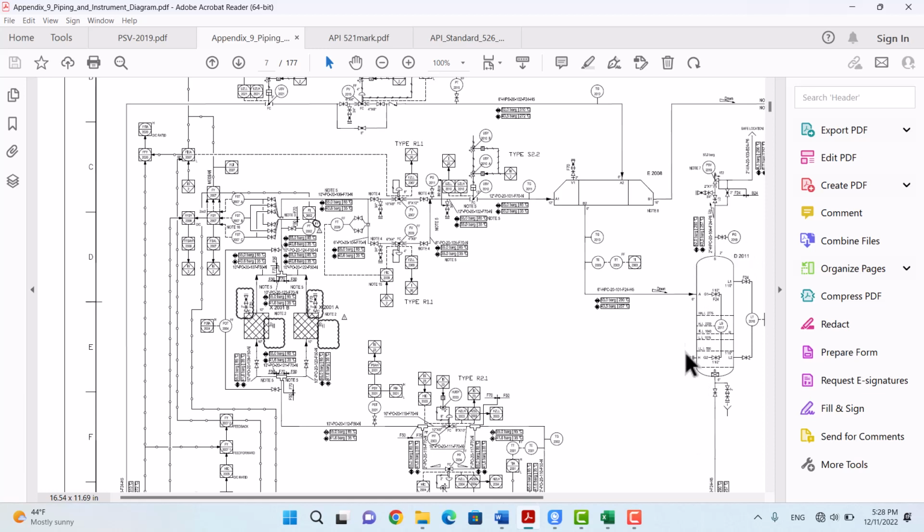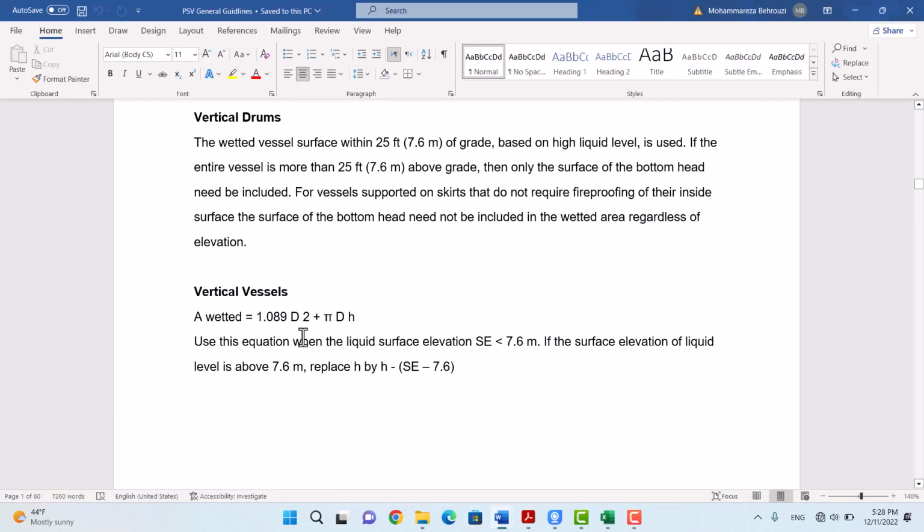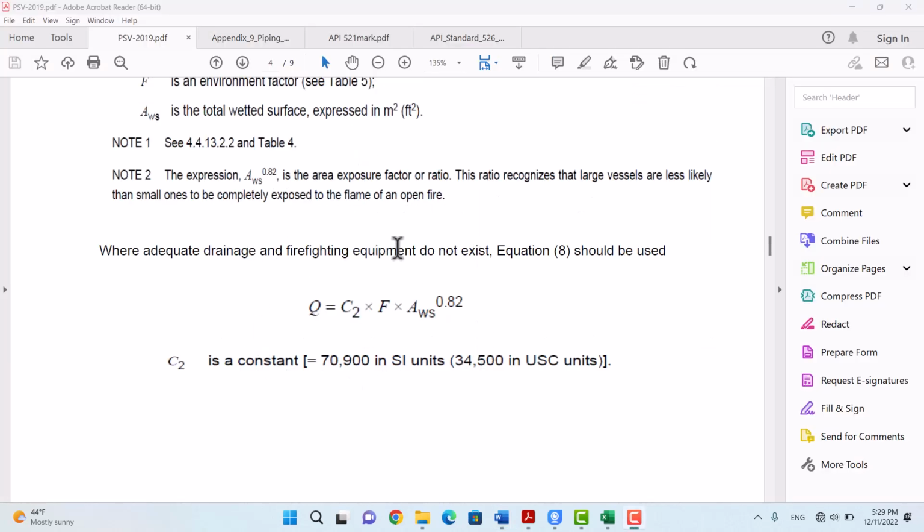Therefore, the whole height of the vessel is considered as the exposure height for these calculations. So from tangent to tangent line is considered as the height of these vessels, and here is about the head of the vessels. So all parts of the vessels are considered. So for calculation of total heat absorbed, we have C2, we have the exposure area, and we set the F factor to 1.